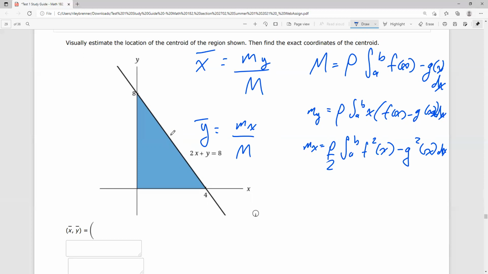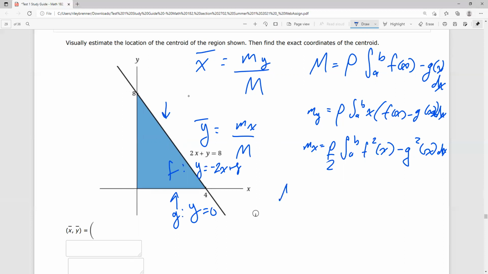Now, in this case, we got to sort of figure out our functions a bit. Our top function is this line right here. They have it right here. Why did they write it like that? This is y is equal to negative 2x plus 8. And then your bottom function, it's just the x-axis, so y equals 0, right? So your f function is this. Your g function is this. So if we look at all the parts where g is, that's just 0, makes it way easier, right?